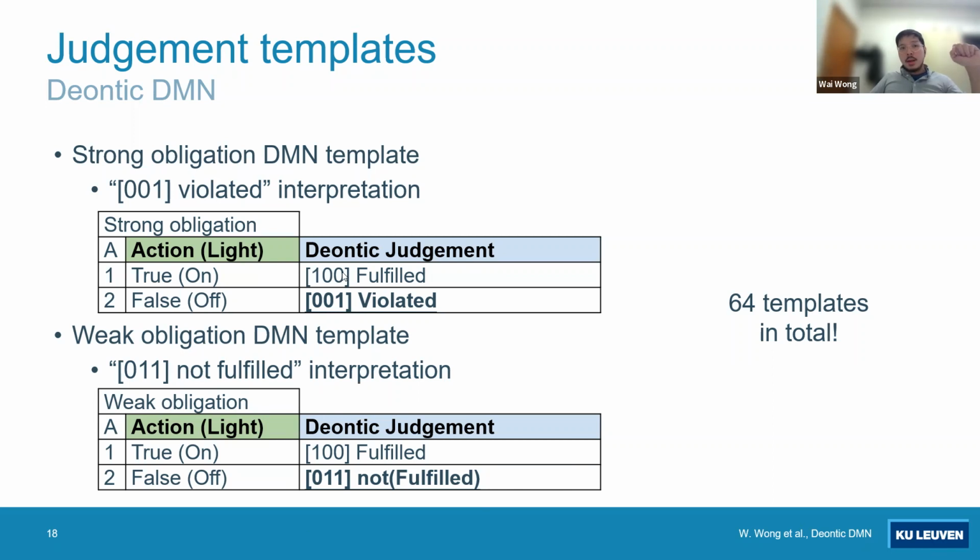Overall, you have the action and the opposite of that action, so for each action you have a 3-bit string, and in total you have 6 bits. Two to the power of 6 is 64, so at the end you only have 64 templates in total. But of course, not all 64 are relevant. Only some of them are closely related to what we call obligation. I'm just showing obligation here as an example, but in other cases you can also have permission and prohibition as well.